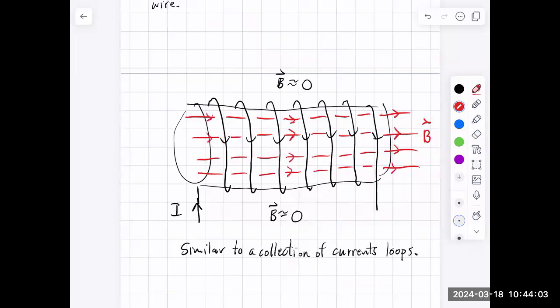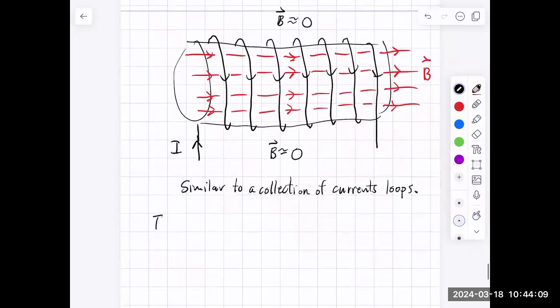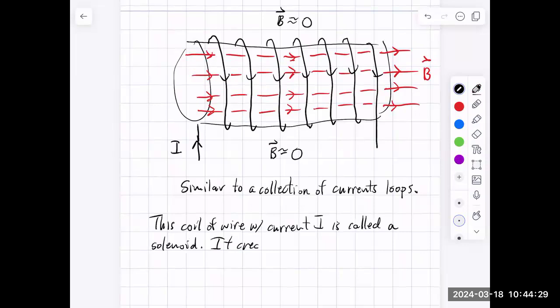This device has a name. It's called a solenoid. So this coil of wire with current I is called a solenoid. And it creates a uniform magnetic field inside its bore.